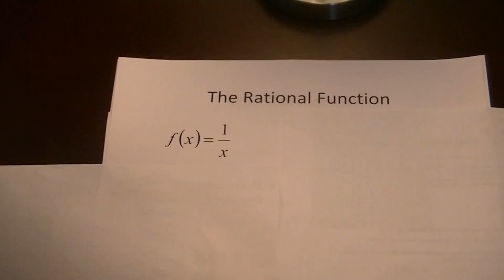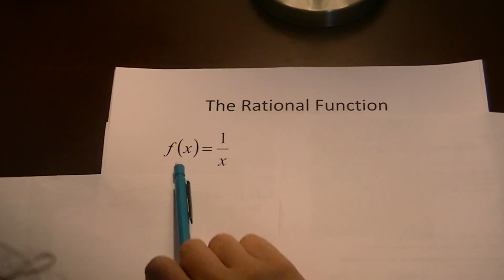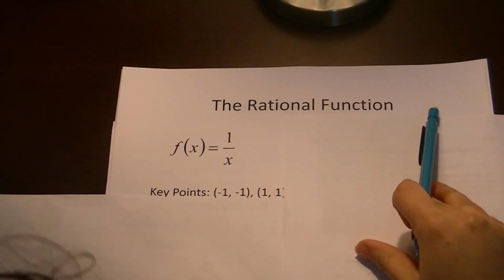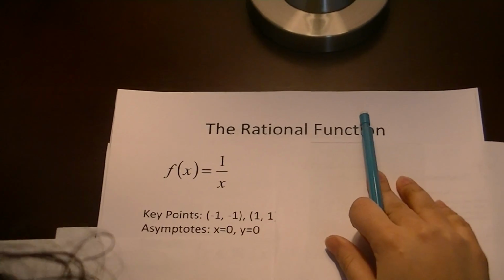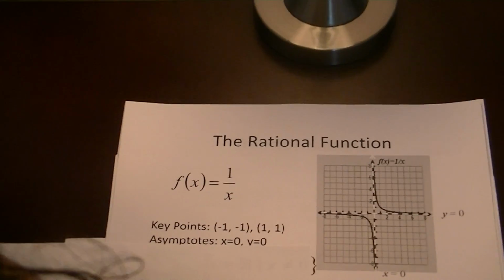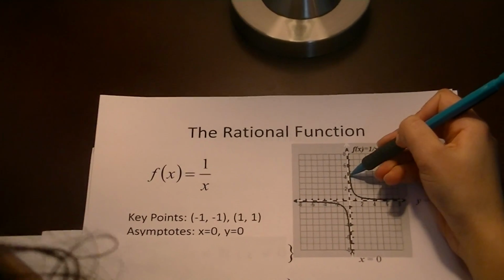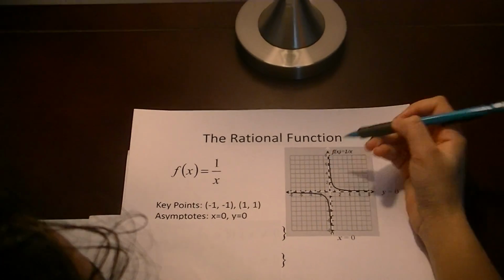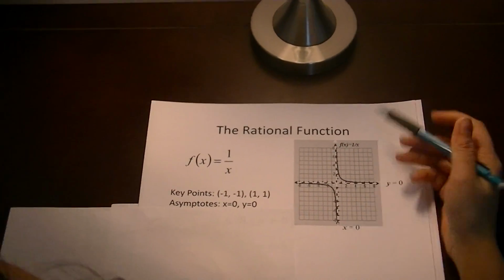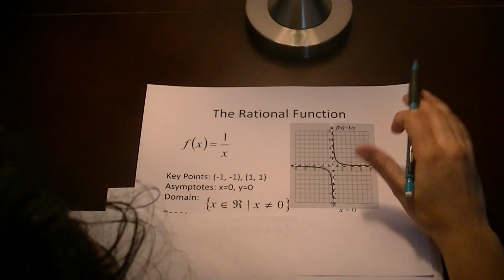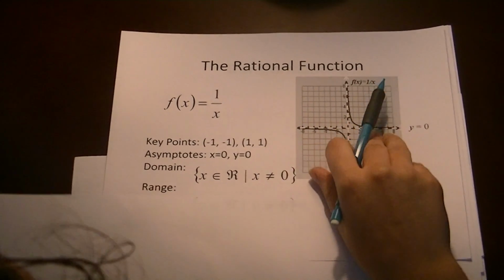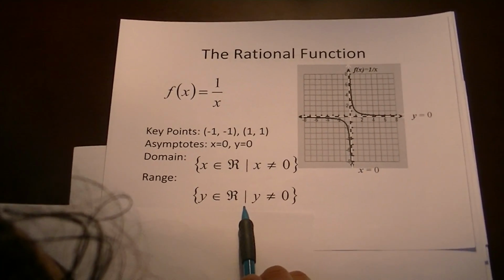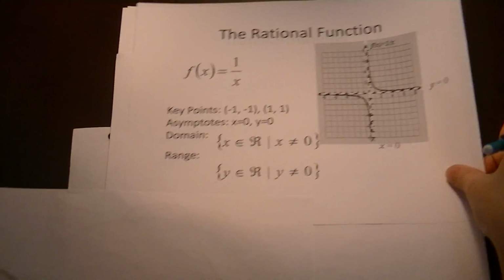So let's get started. The rational function is f of x equals 1 over x. The key points of the rational function are always (-1, -1) and (1, 1). The asymptotes: an asymptote is a line on the graph where the curve will come near but never touch. In this case, x is 0 and y is 0. The domain is always x is an element of all real numbers such that x cannot equal 0, and the range will be y is an element of all real numbers such that y cannot equal 0.